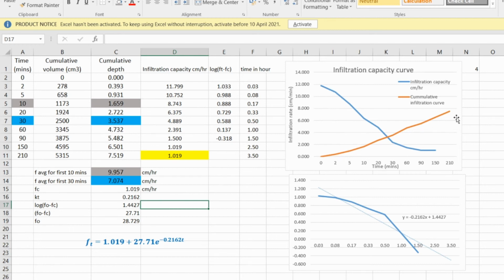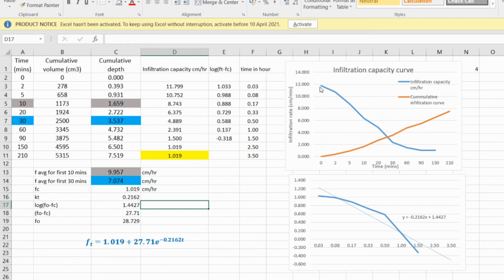Now as you can see, these graphs are representing the infiltration capacity curve and also the cumulative infiltration. There are two lines. This is one line which is going in the downward direction, representing the infiltration capacity curve. Initially the infiltration rate is high, and it gets reduced over a period of time. Now what is this cumulative infiltration curve? The cumulative infiltration curve is representing these values, the infiltration depths.